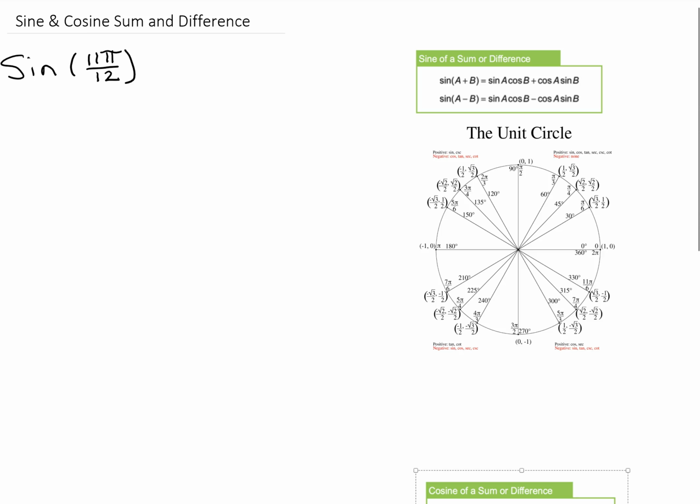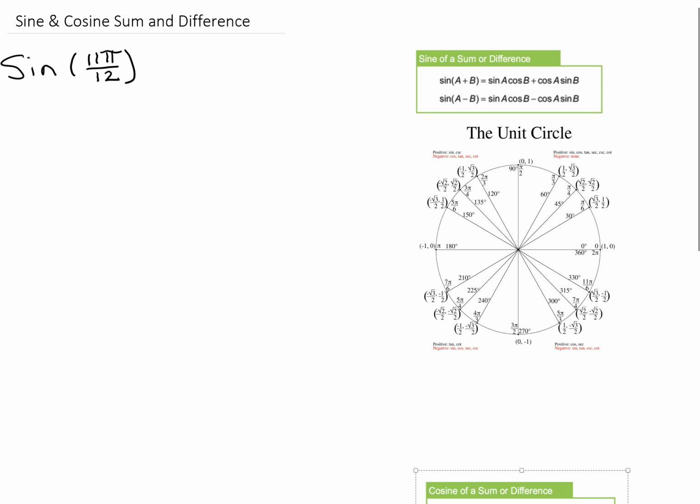Okay, so we're taking a look at sum and difference identities in this section here. And we're first looking at sine of 11 pi over 12. Well, we're looking at a sine either sum or a sine difference. And so I'm thinking here, you could go either way with this. You could do a difference. And I'm going to approach this with a difference, but you can also do a sum.